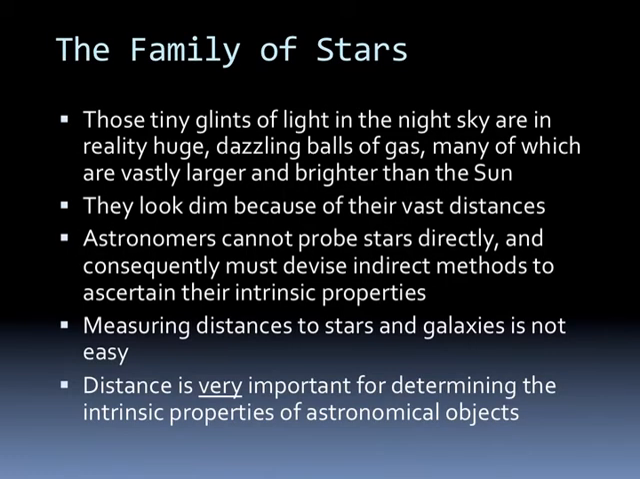So those tiny glints of light in the night sky are in reality very huge, dazzling balls of gas, many of which are vastly larger and brighter than the sun. They look dim because of how far away they are.